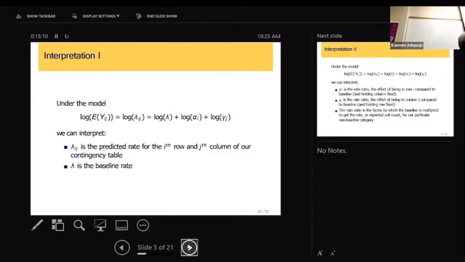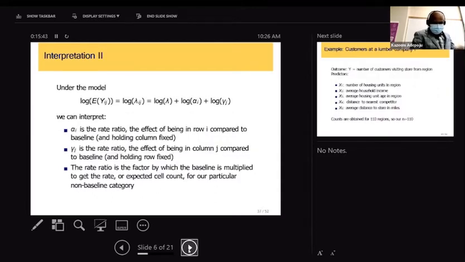So what is the meaning of each of them? The lambda ij is actually the predicted rate. What kind of rate are we talking about? Could be the rate of disease. It could be an incidence rate. It could be the rate of a fraudulent practice, and so on like that. Take a look at that. And we're basically going to have lambda ij, which is just the predicted rate for the ith row and jth column of a contingency table. And we're going to have lambda, which is just the baseline rate.